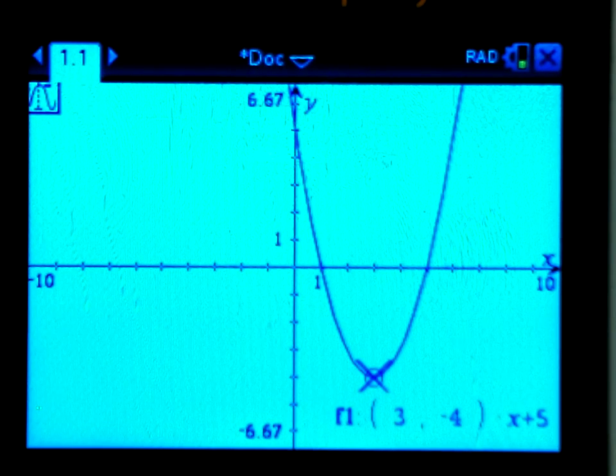If you are intimately familiar with these key attributes, you know that the vertex actually occurs at this minimum point here, this (3, -4). So we also get our vertex there.